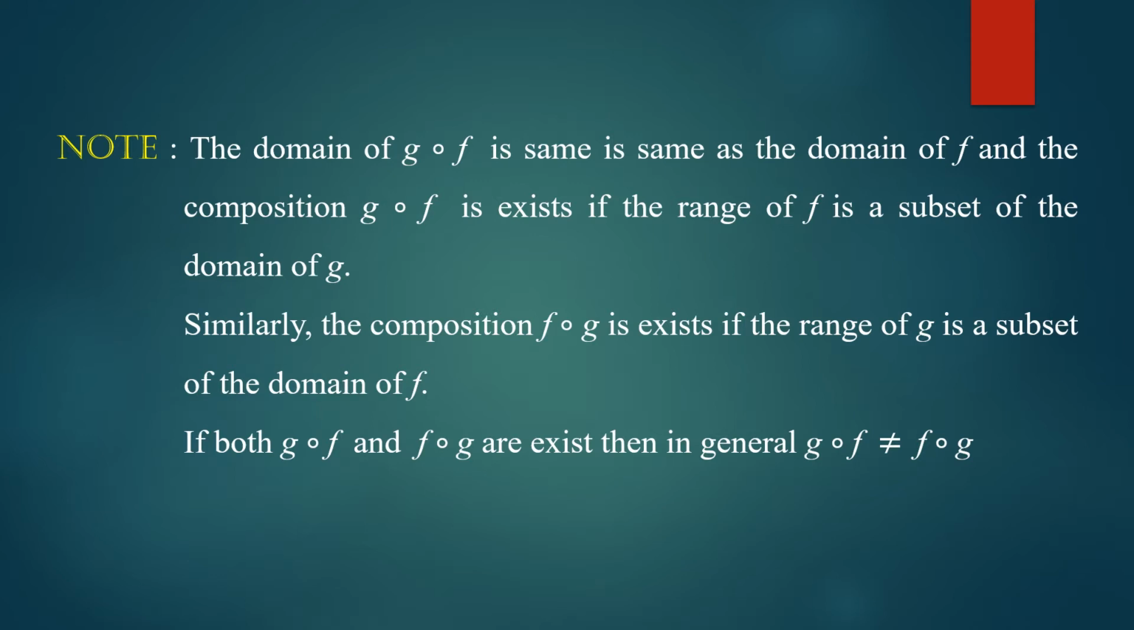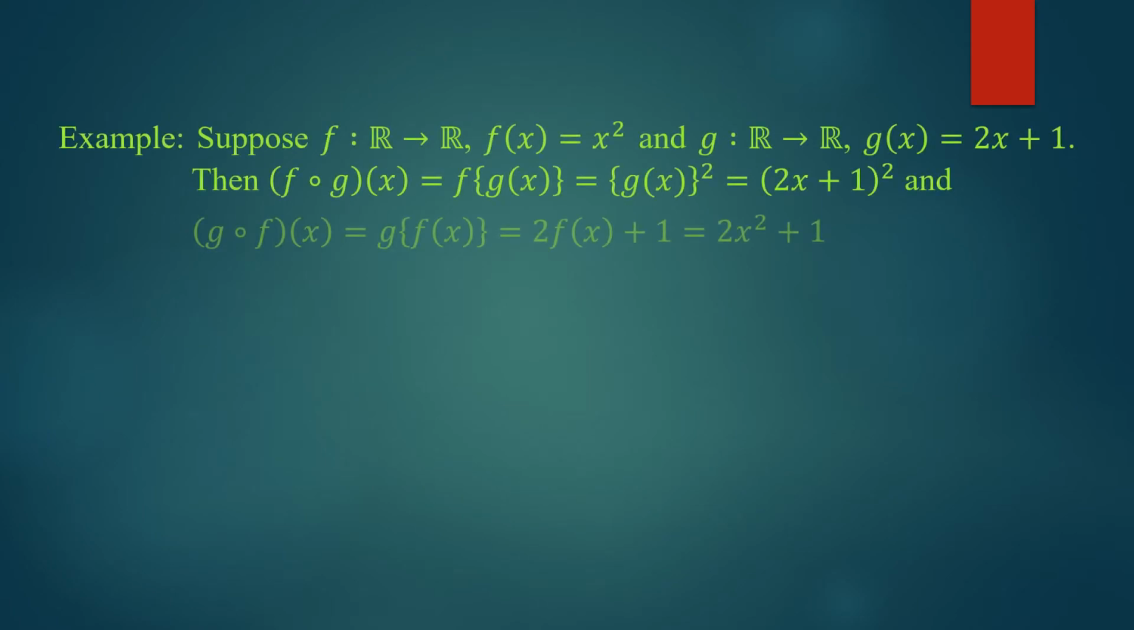Okay, so next you see one example about this. Suppose we have the function f from R to R, and the definition is f(x) = x², and similarly g is a function from again R to R, and g(x) = 2x + 1. Then composition of function is what? Composition of function means function of function, function within function. That is called composition of function.